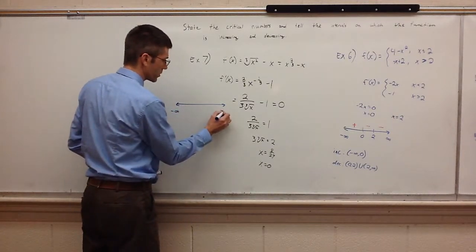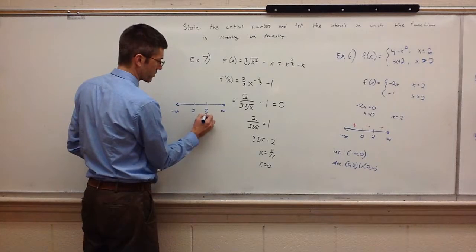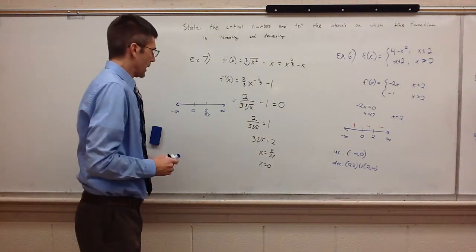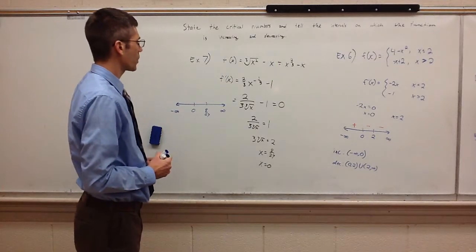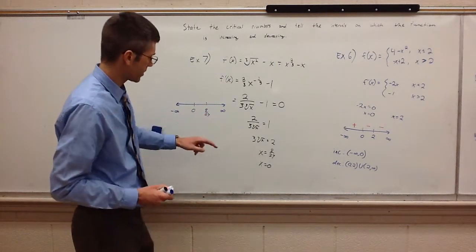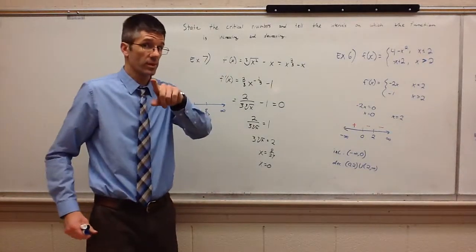All right, so let's do this. Negative infinity to infinity. 0 and 8 over 27. Let's see what happens here. We're going to plug some numbers in. Let's go for the easy one first. 1 is in this interval. If we plugged a 1 in right here, we would have it go into the derivative.